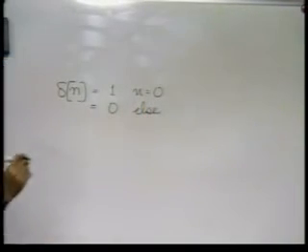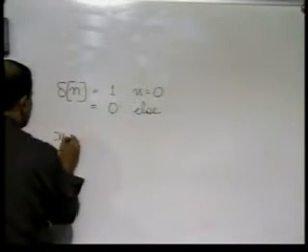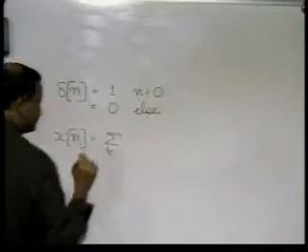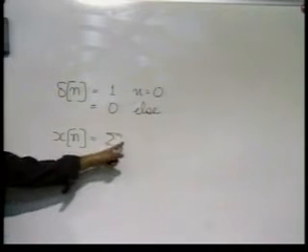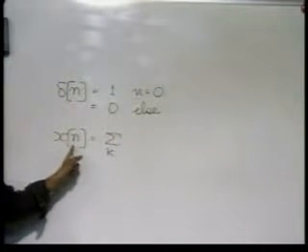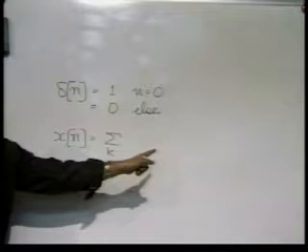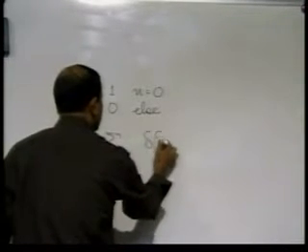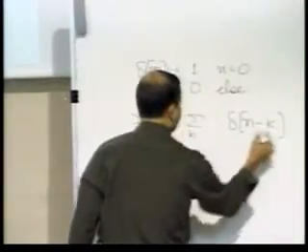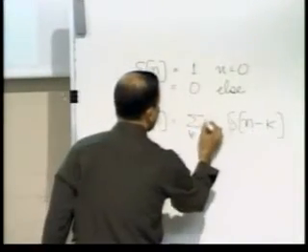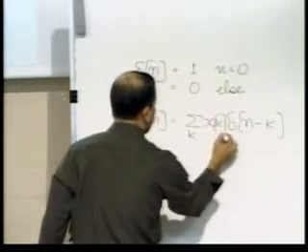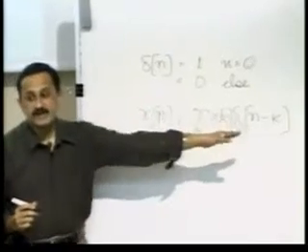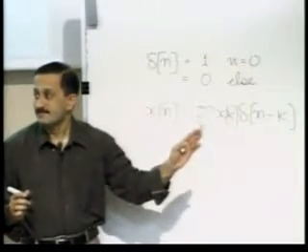And we noted that any sequence x[n] can be written as a weighted sum of impulses. The impulse located at n equal to k is delta[n minus k]. And this impulse is weighted by the value of the sequence at k. So, a summation of x[k] delta[n minus k] gives us the original sequence.